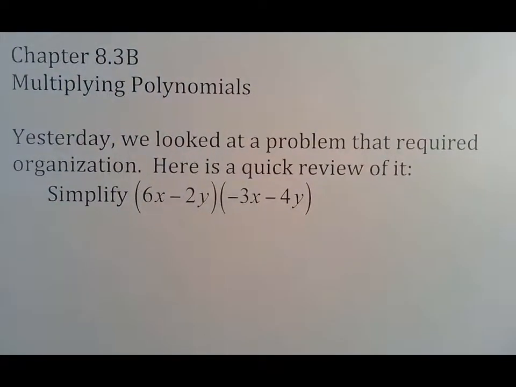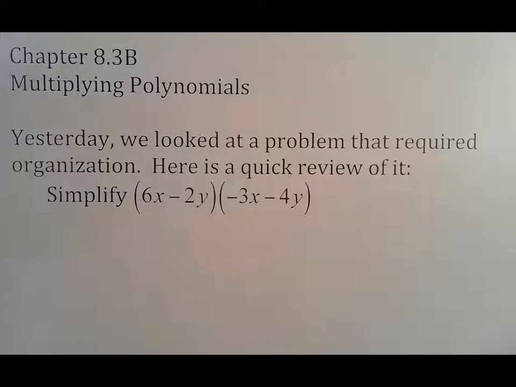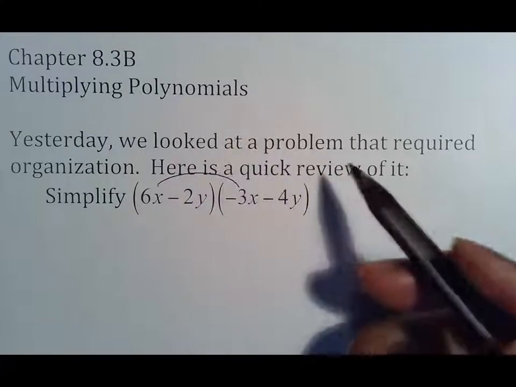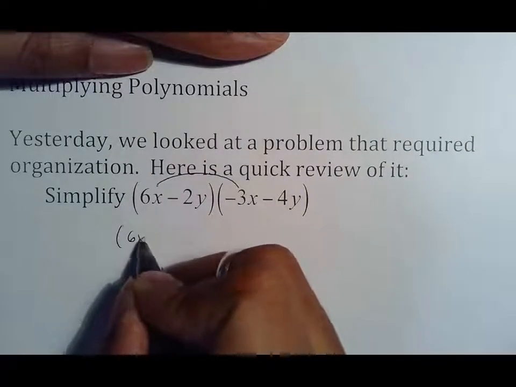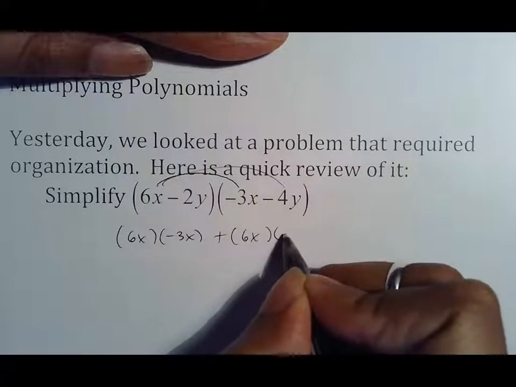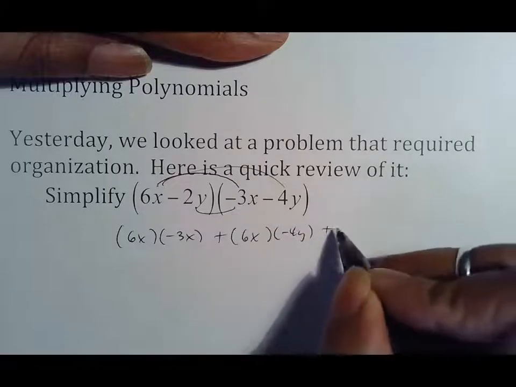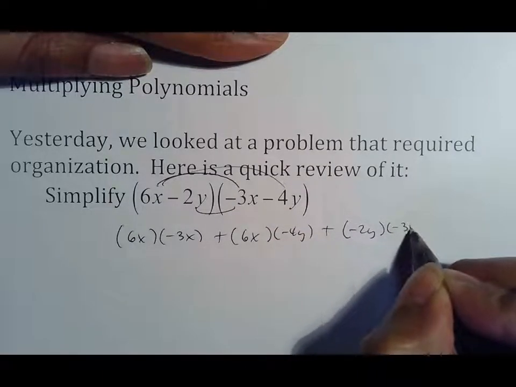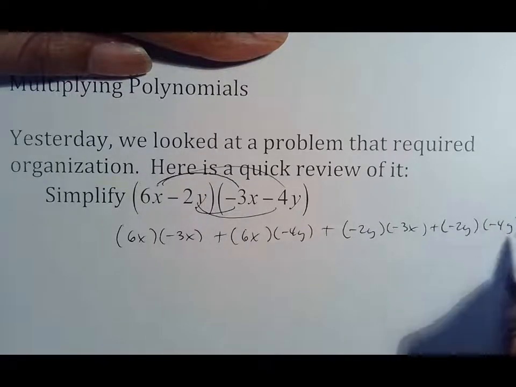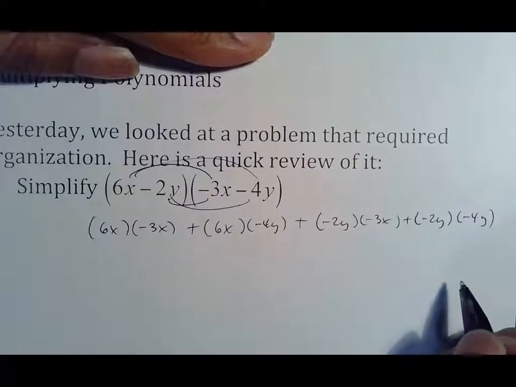I'm not going to do all those because for the most part, that's the general idea for those. So looking at 8.3b, which would have been the second part, this is where we are right now. It says yesterday, but 8.3a was the one we just went over. So 6x meets negative 3x, and 6x meets negative 4y, and negative 2y meets negative 3x, and negative 2y meets negative 4y. So there we are. Once you can expand it, everything is good.